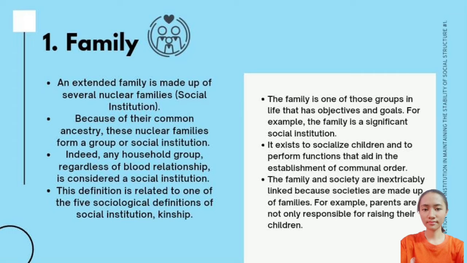The family is one of those groups in life that has objectives and goals. For example, the family is a significant social institution. It exists to socialize children and to perform functions that aid in the establishment of communal order. The family and society are inextricably linked because societies are made up of families. For example, parents are not only responsible for raising their children.